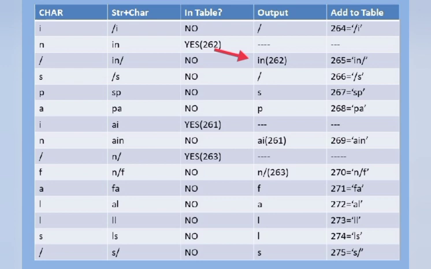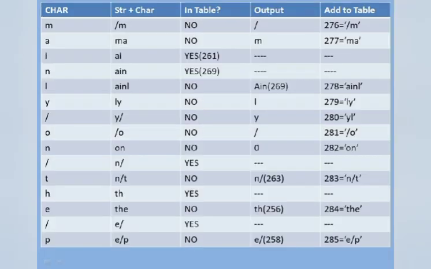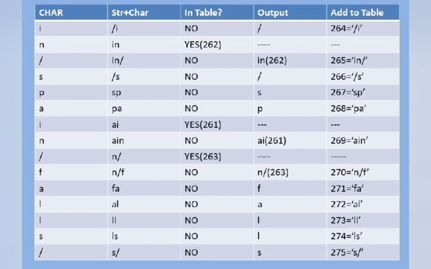The next value is s, and it will form a string with slash, that is the previous character. So the new string is /s. It is not there in the table, so we are going to output slash, and /s will be added at position 266. After s, we have p, and the string becomes sp. It is not there in the table. Output will be s, and sp will be added at position 262.